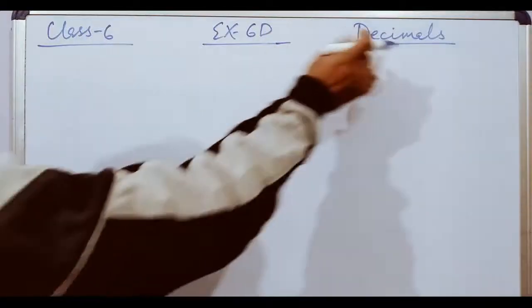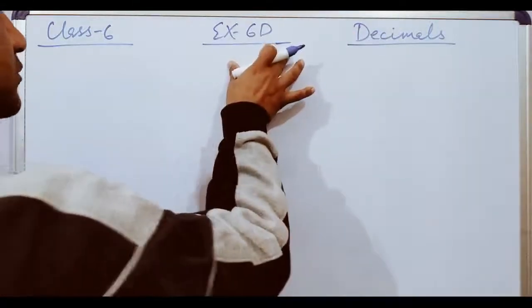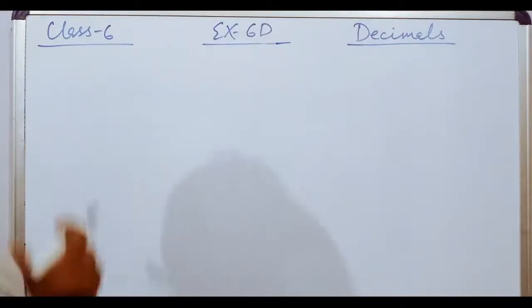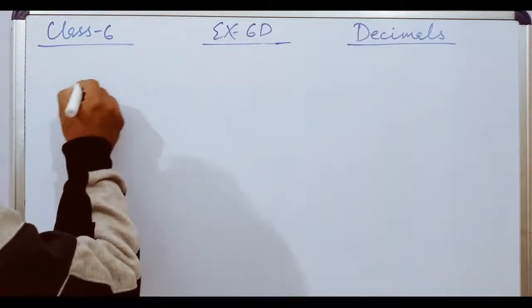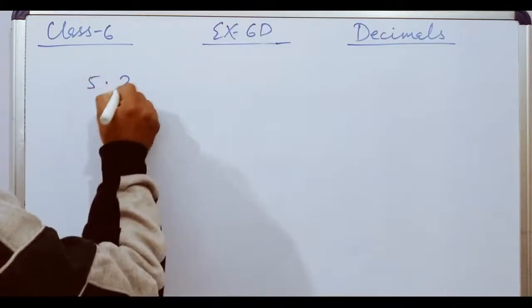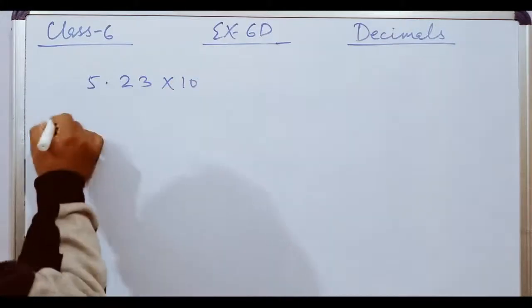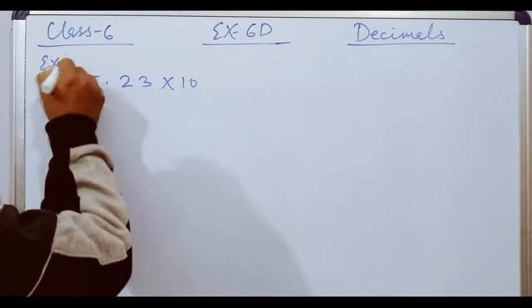Class 6. Today I will teach you decimals, exercise 6.0. Here we will study the multiplication of decimal numbers. Multiplication of decimals, see, 5.23 into 10. So what to do here? This example.